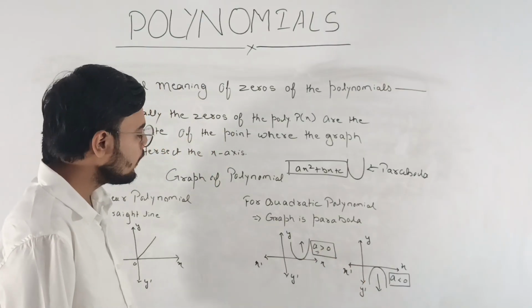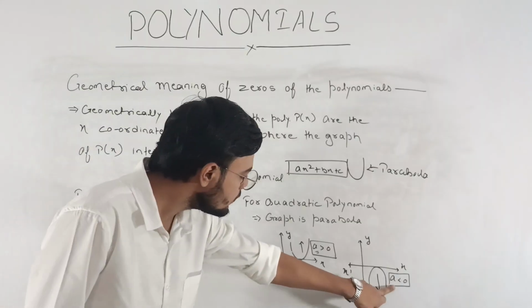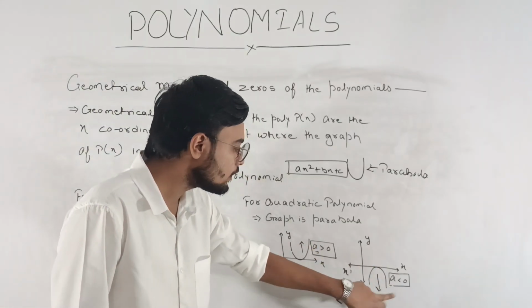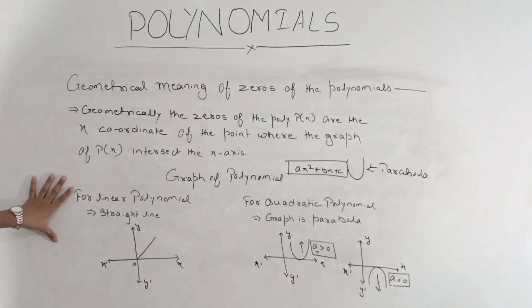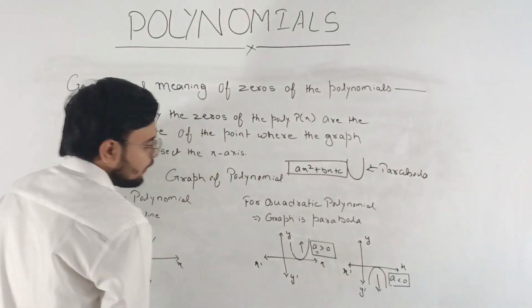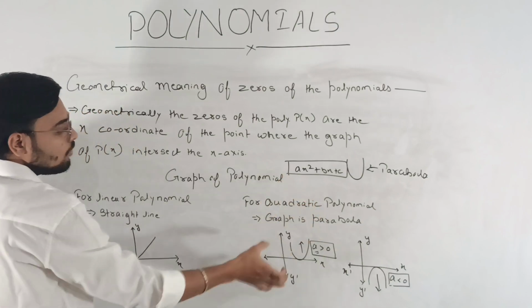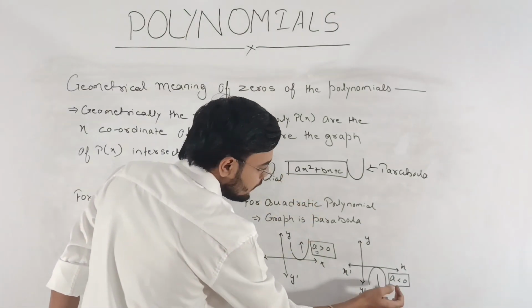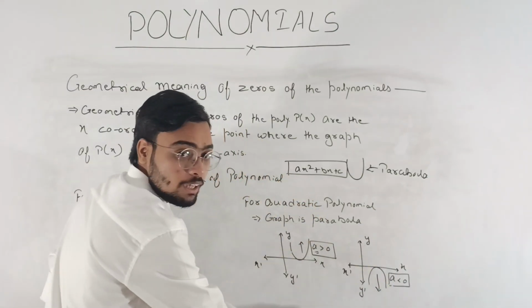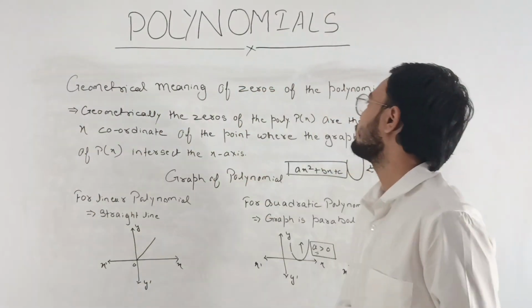Okay, understood? When a is positive, then the mouth of the parabola is in the upward direction, and when a is negative, then the mouth of the parabola is in the downward direction. Understood? For a linear polynomial, the graph is a straight line, and for a quadratic polynomial, the graph is a parabola. Now see what the geometrical meaning of zeros of a polynomial is.